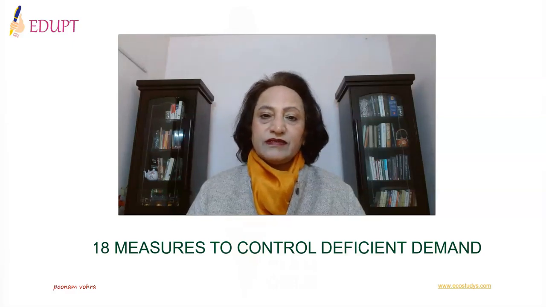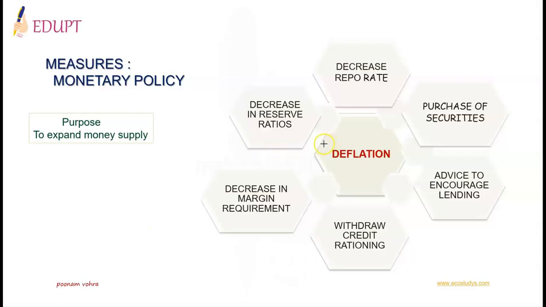So let us begin. Deficient demand results in deflation in the country and it has to be corrected. In order to correct the problem of deficient demand, aggregate demand has to be increased by an amount equal to deflationary gap. Now the purpose is to expand money supply in the economy. For that, government takes various measures relating to repo rate, reserve ratio, margin requirement, credit rationing, lending, and securities.